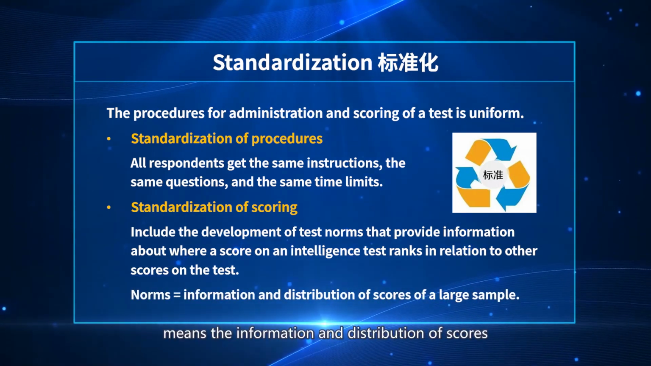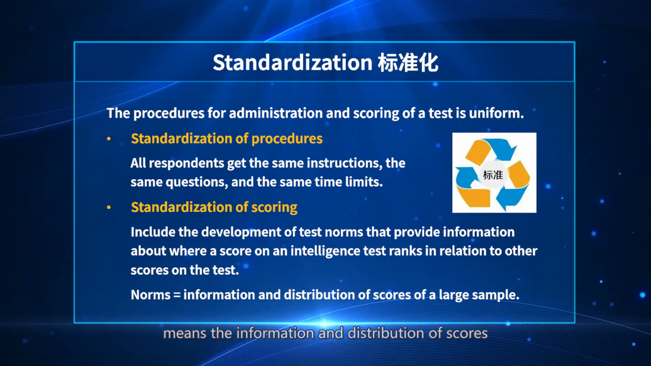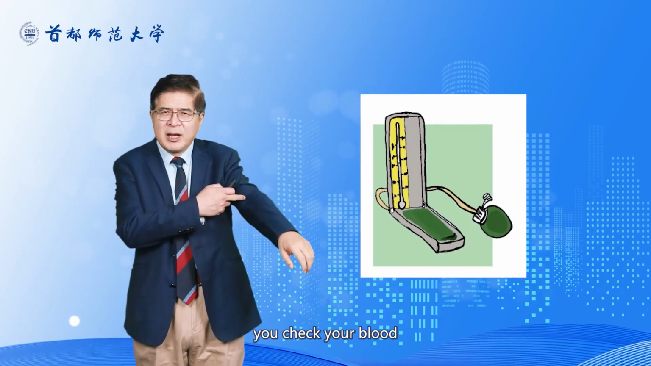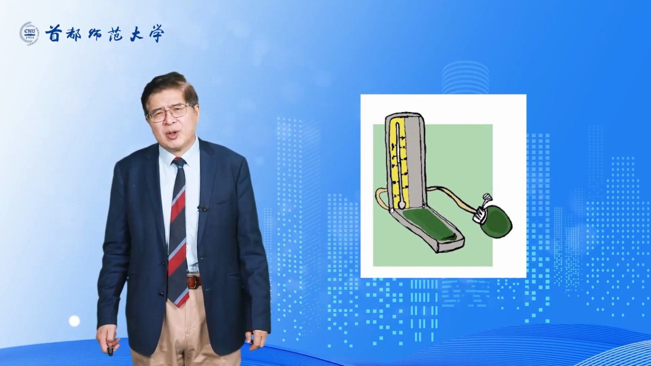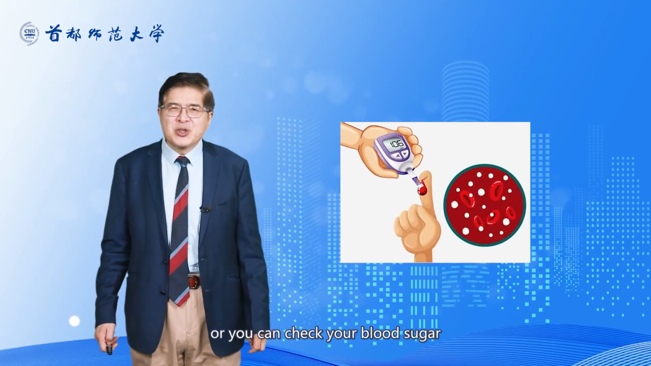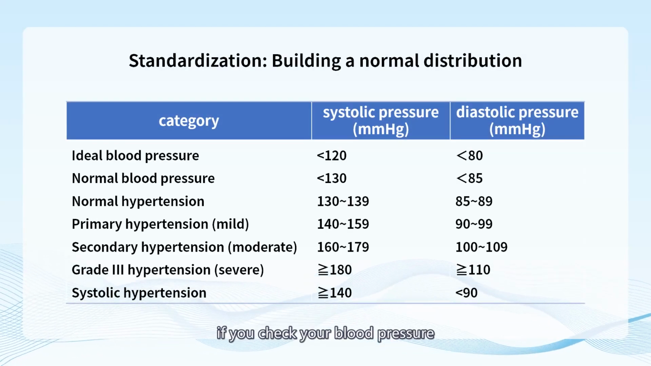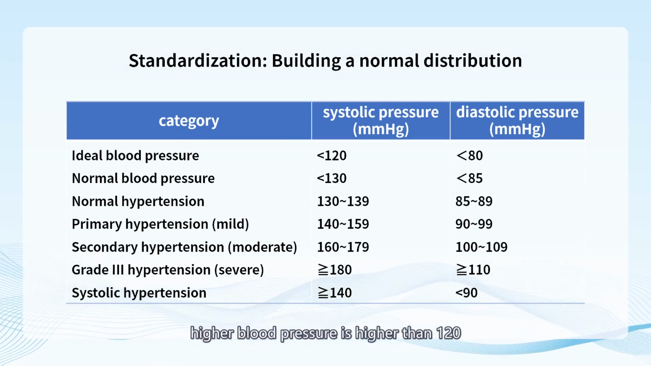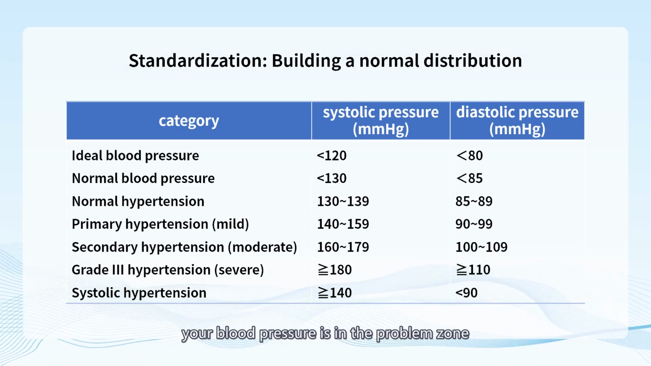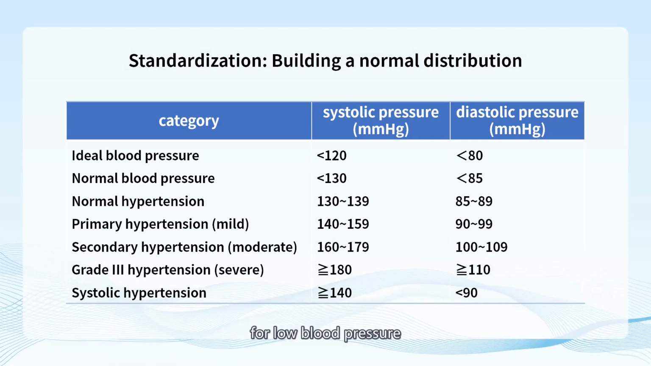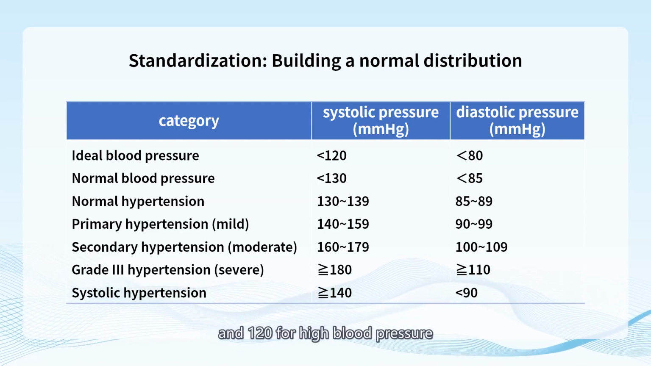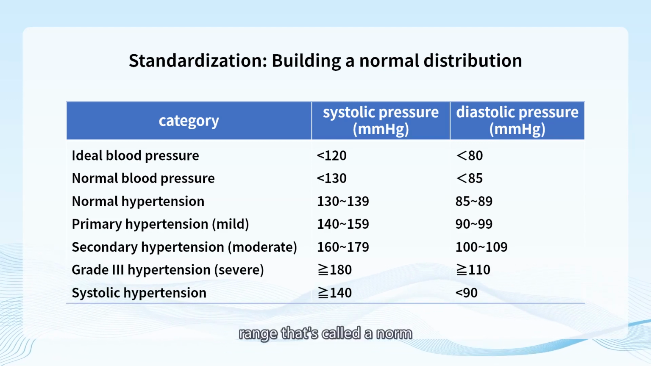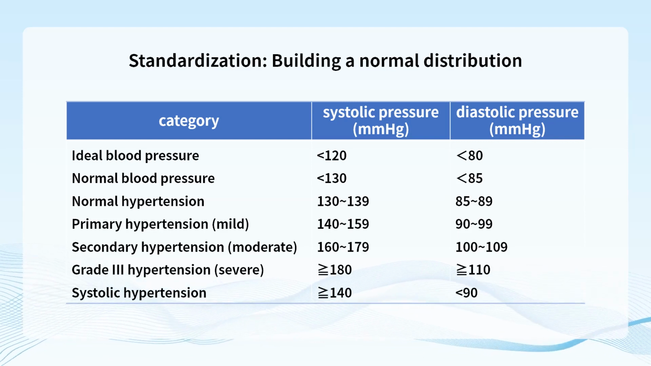So norms means the information and distribution of scores of a larger sample. So we all want a norm. You know norm? You check your blood pressure, or you can check your blood sugar. If the lower blood pressure is lower than 80, or the higher blood pressure is higher than 120, your blood pressure is in the problem zone. But if it is between 80 for low blood pressure and 120 for high blood pressure, you are within the normal and healthy range. That's called a norm.